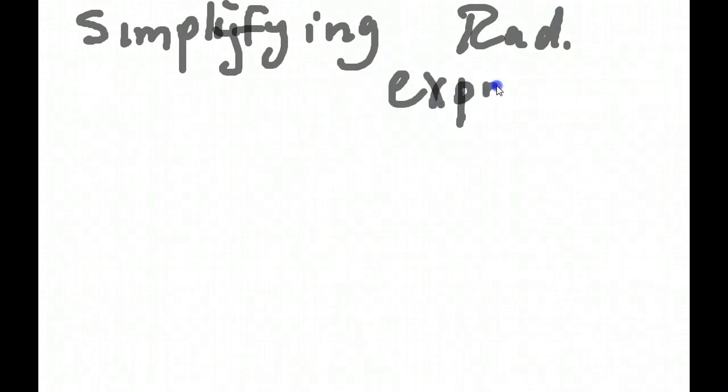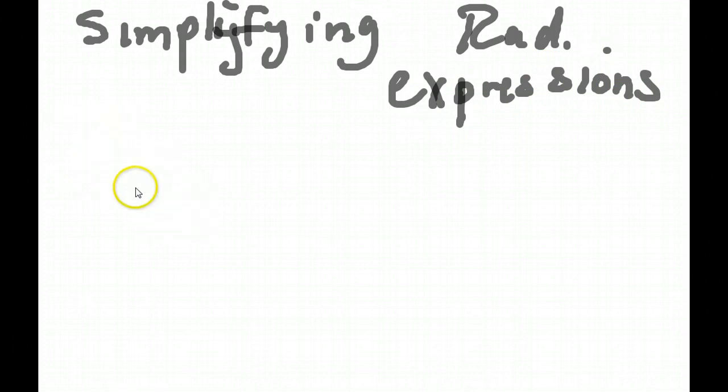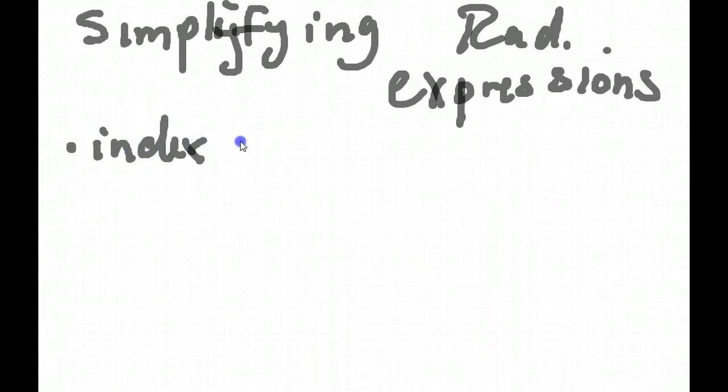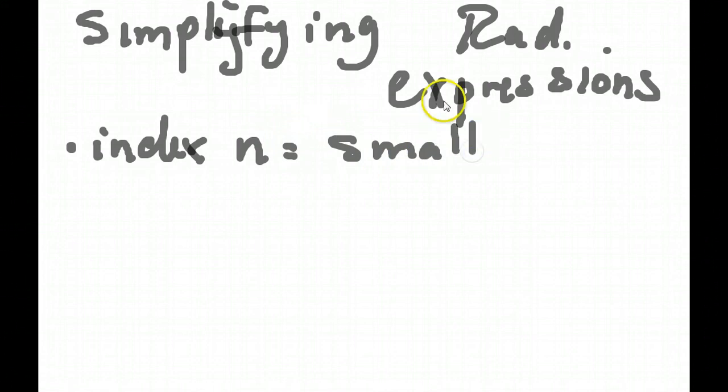Okay, now let's talk about simplifying radical expressions. What are the rules? So the index number, remember the index, that's basically what the root is. The index number, or n, is as small as possible. We want it to be as small as possible when we're simplifying. So we want that index number to be small.